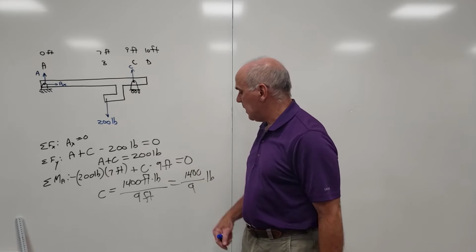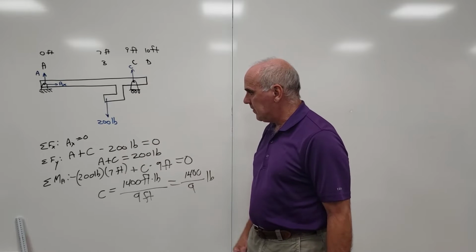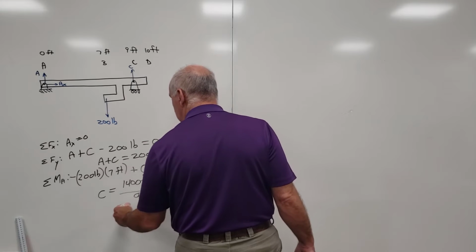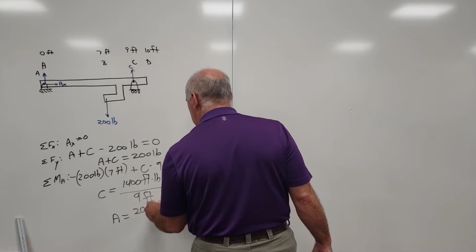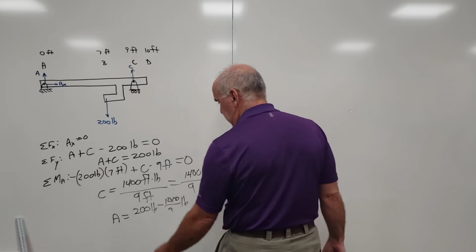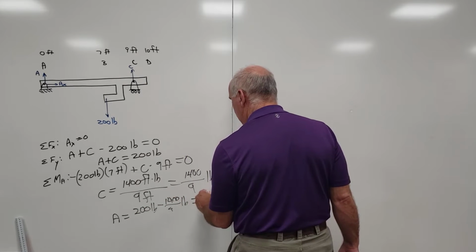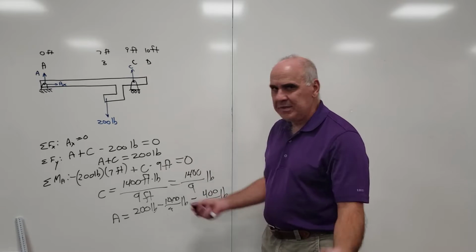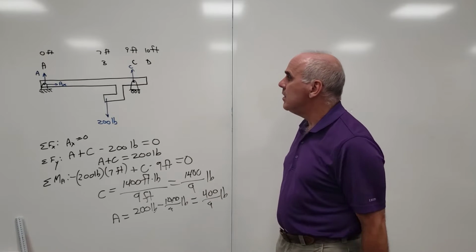So there's the force at C, and so I can figure out what the force is at A, because A plus C is equal to 200, right? And so A is equal to 200 pounds minus 1,400 over 9 pounds, which is what? This is 1,800 over 9, so that's going to be 400 over 9 pounds. Okay, just leaving it in fractional form. I don't have my calculator to calculate it out, but it doesn't matter, it's a number.